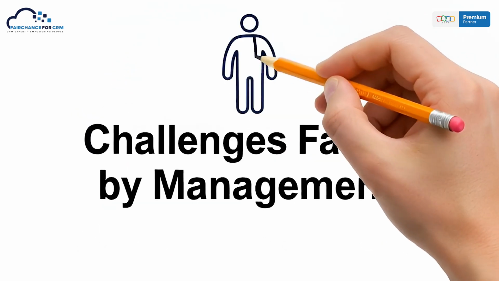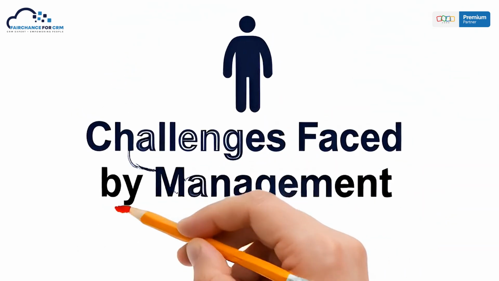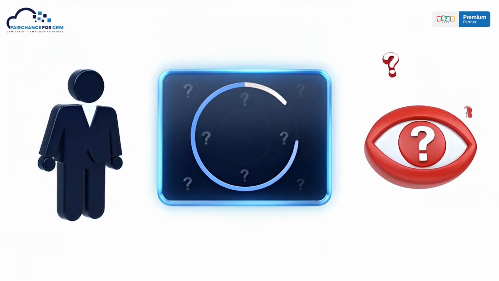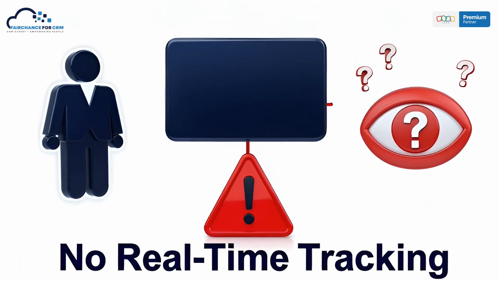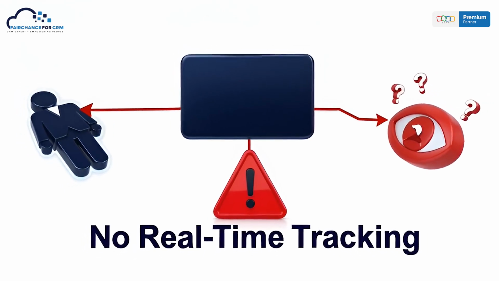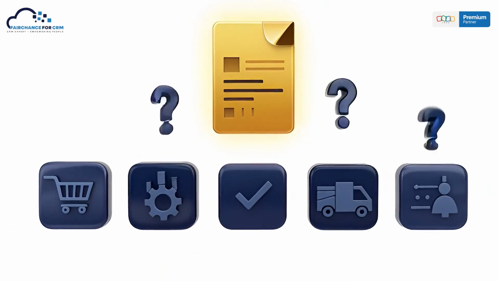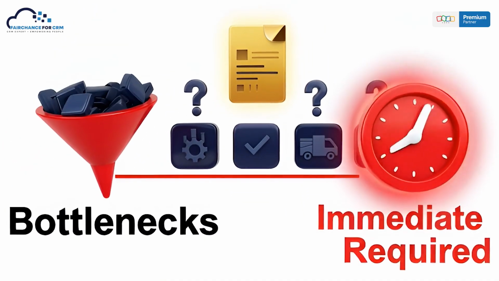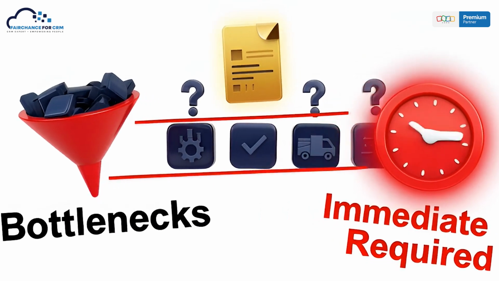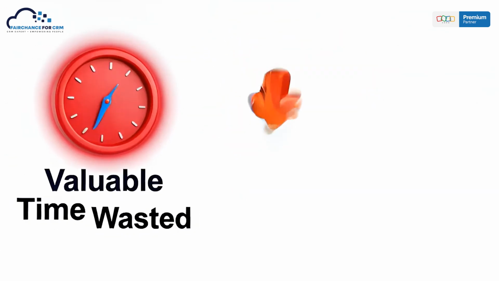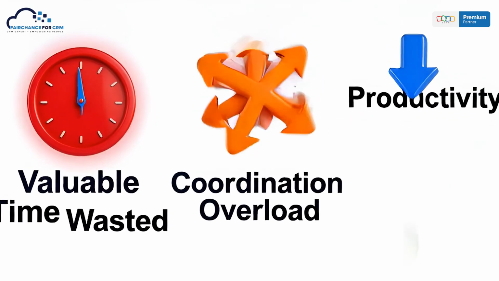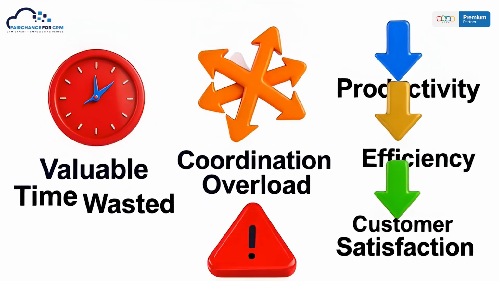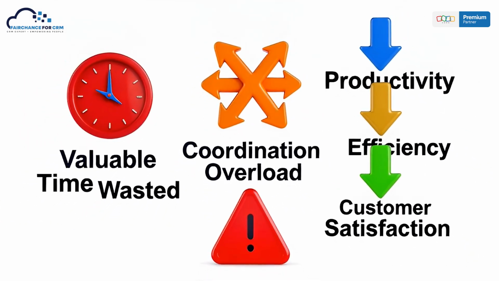Now we will discuss the challenges faced by management. One of the biggest challenges for management was the lack of real-time tracking. It was difficult to identify which department was currently handling an order, where bottlenecks were occurring, and which orders required immediate attention. As a result, valuable time was spent on coordination instead of focusing on productivity, operational efficiency, and customer satisfaction.